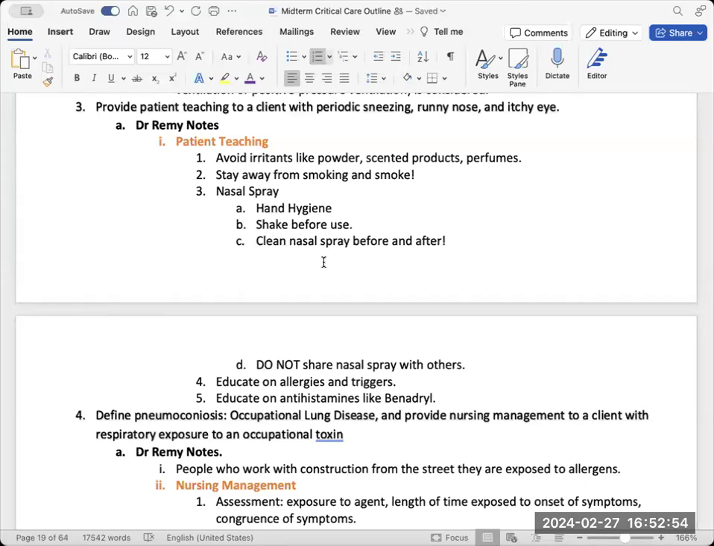Nasal sprays, if they have one, they should perform hand hygiene before, they should shake it before, and they should also clean before and after use. Right, we want to educate them on allergies and triggers as well as on antihistamines, so they can help reduce that inflammatory response that they're getting as a result of the irritant. Is there anything else anyone wants to add?